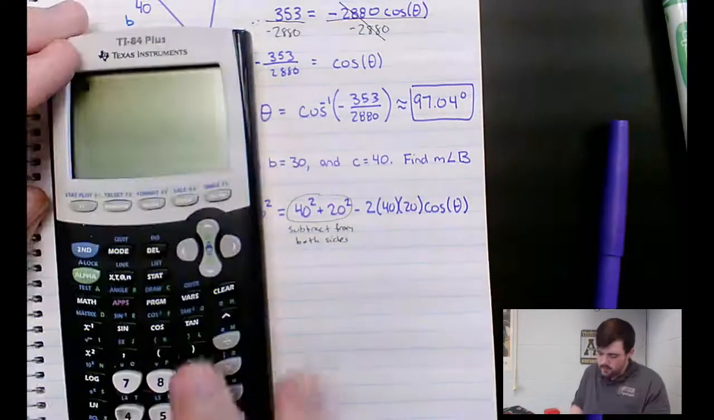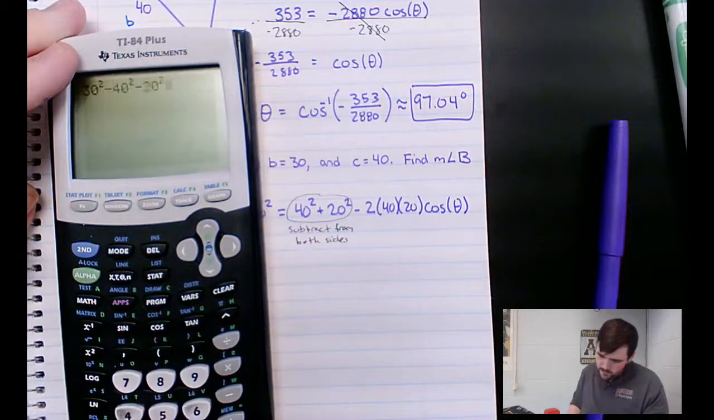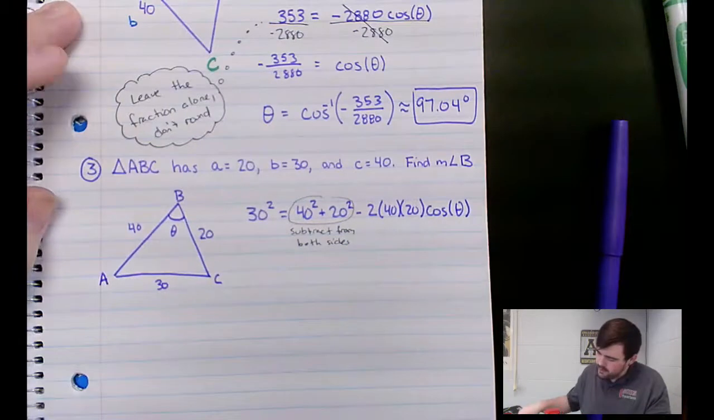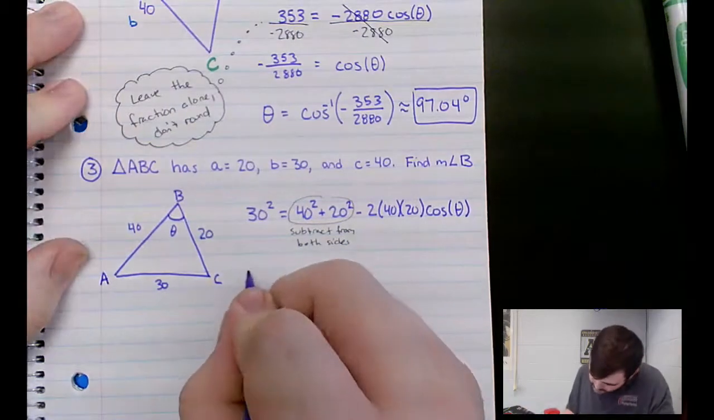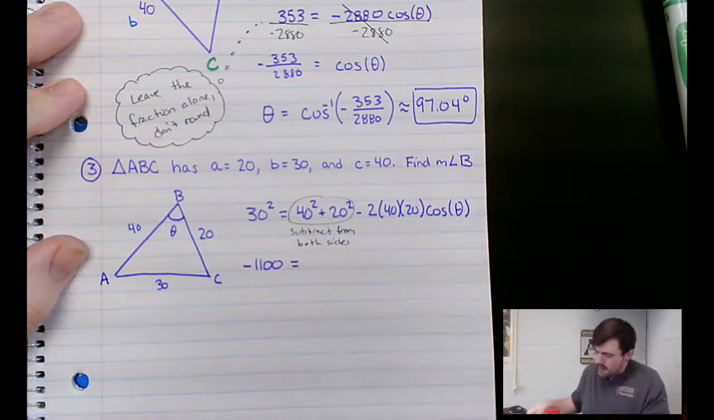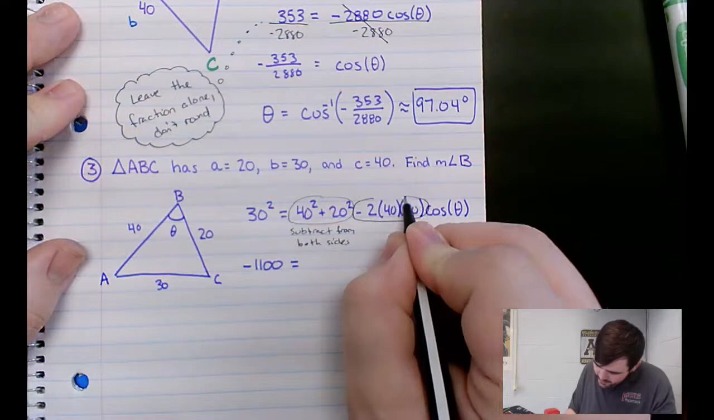So 30 squared minus 40 squared minus 20 squared. You'll notice I got a negative number there. That's okay, that can happen. Negative 1,100 equals. I'm also going to multiply all this together, including that negative.